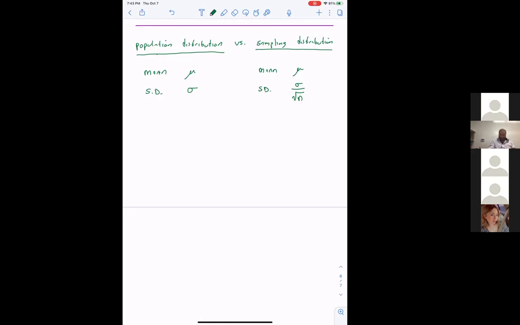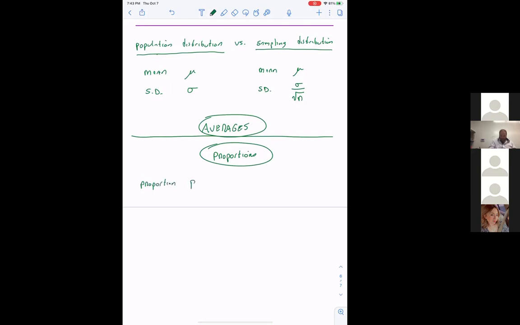This is for averages. What about for proportions? So we have the true proportion, P, which we don't know, and then we have the sample proportion, P hat. So the question is, what is the mean and what is the standard deviation in each of these two examples?